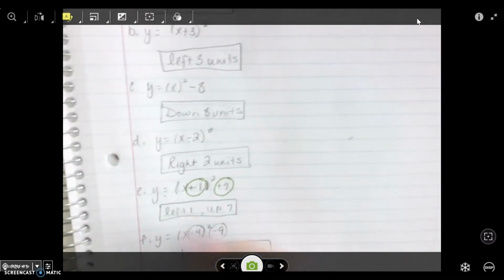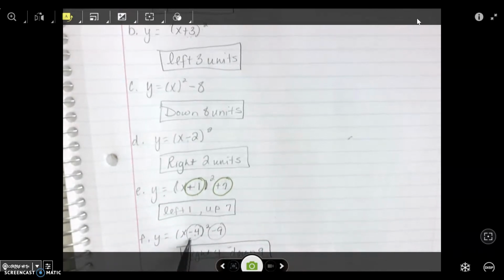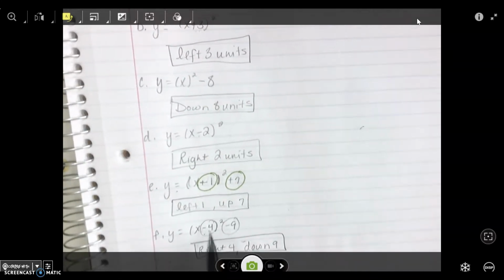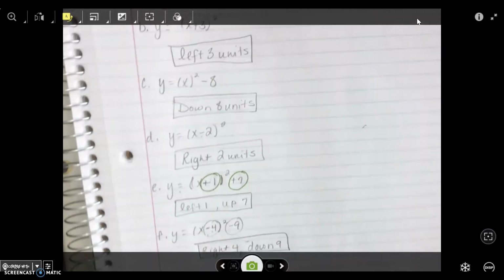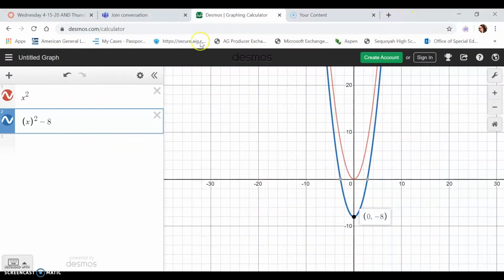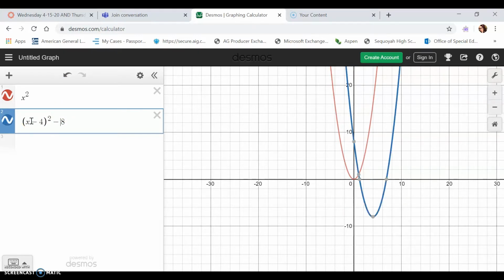Remember, inside the parentheses, it's going to throw you off like it did me just now. If it says minus, it's going to be opposite of what you think. You would naturally be inclined to say, oh, we're going to go left 4. No, inside the parentheses is opposite. So you're going to go right 4. And if you want to look at that in the graph, go to your Desmos calculator and type that in. So we had y equals x minus 4 squared, and then we had -9.